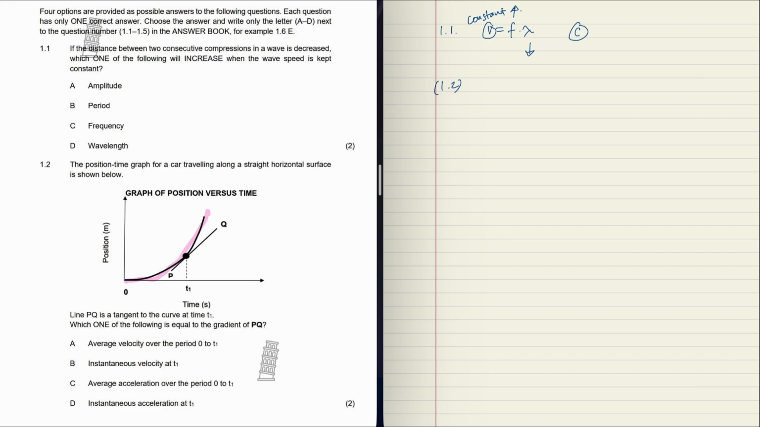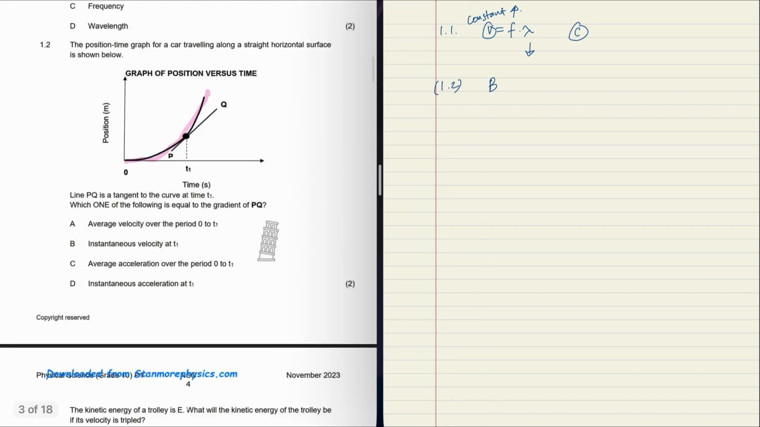Now, the gradient of a position time graph gives us the velocity, but because this is a changing velocity over time, because of that curve, the gradient gives us the instantaneous velocity. And instantaneous velocity is simply the velocity at that one specific time, or at that instant. So the answer is B.